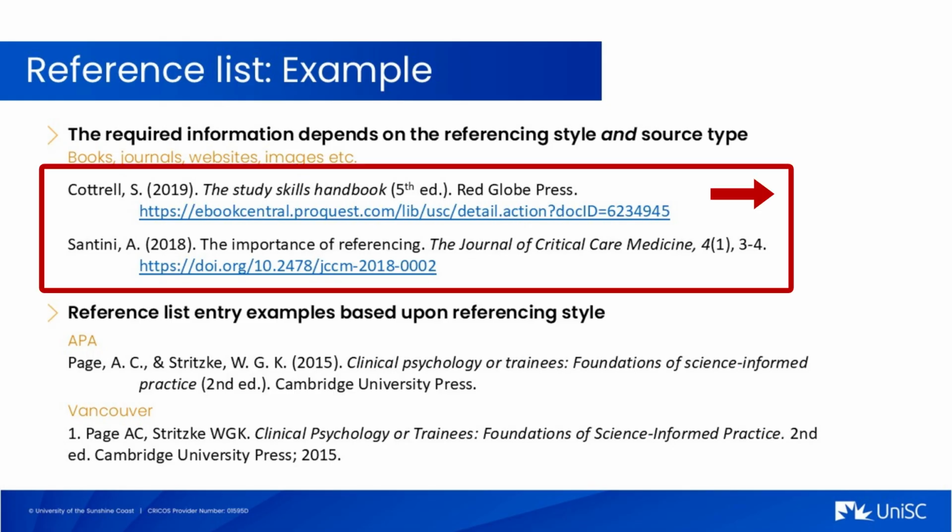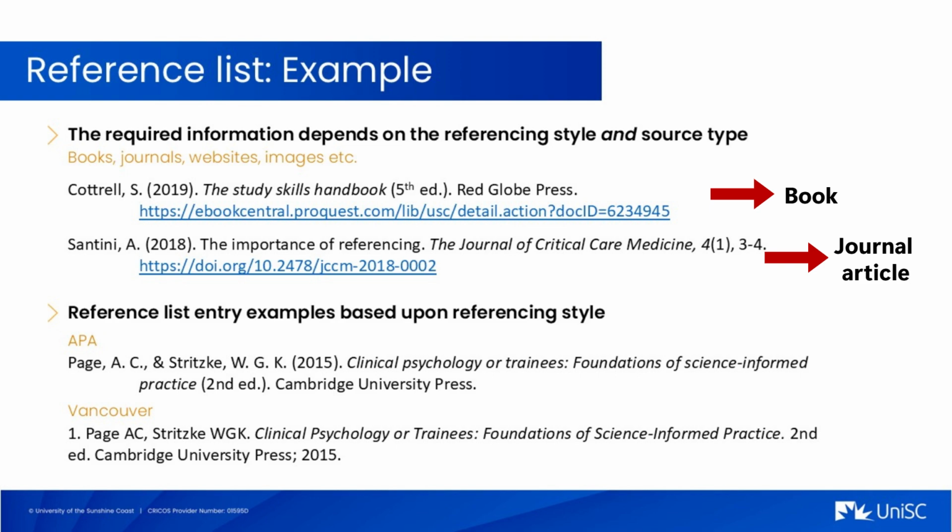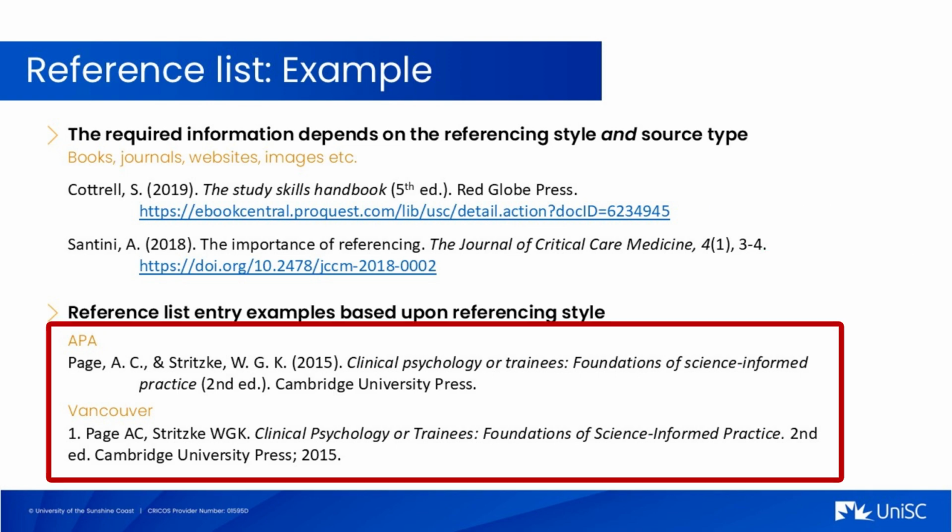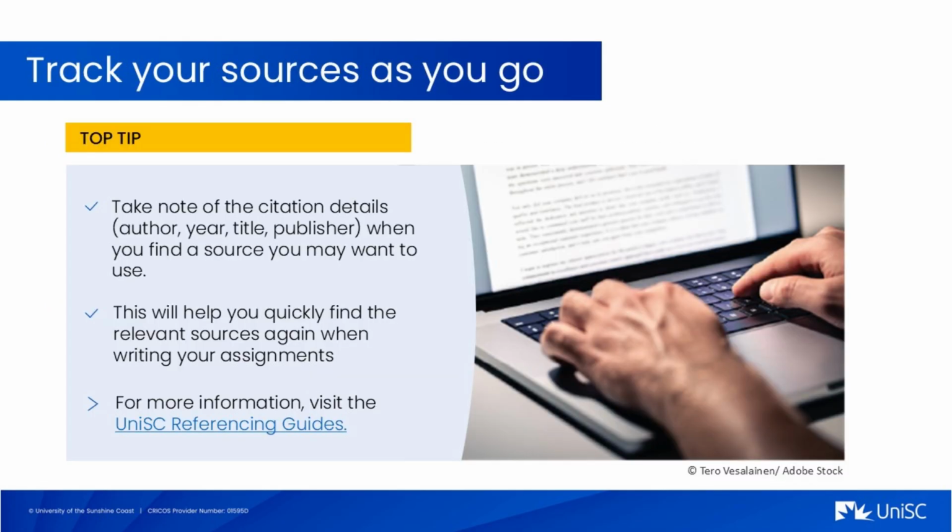Books, journal articles, images and websites all follow slightly different patterns. Referencing styles differ too, as you can see in this example of an APA reference, compared to Vancouver style. Keeping a track of your sources as you research is one of the best referencing habits you can build early. As you read articles and take notes, record key details like the author, year, and title of each source. This will save you a lot of time later and help avoid the frustration of forgetting where a quote or idea came from.